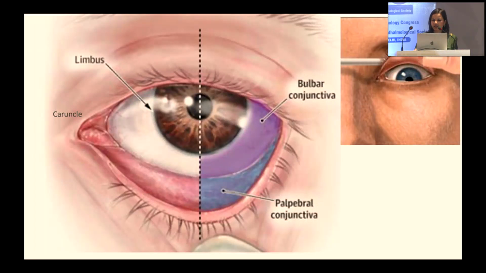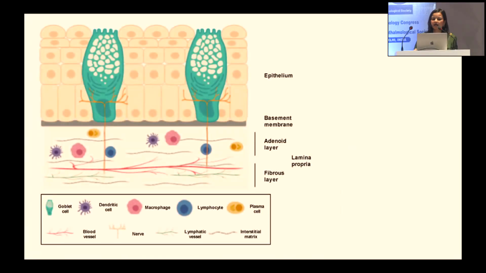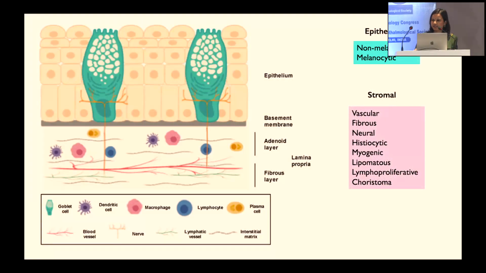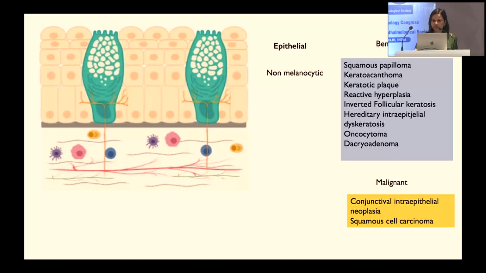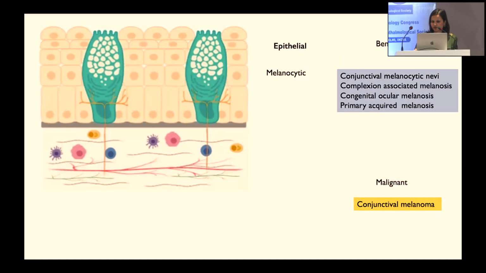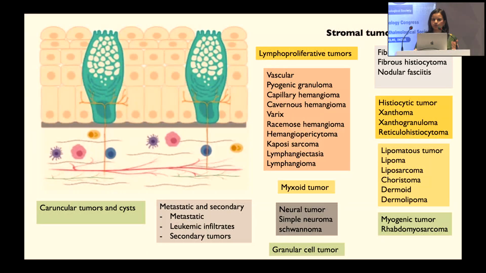Here I would like to highlight the importance of an inverted eyelid examination, because upper tarsal conjunctiva is something that often gets missed, and also to know the layers of the conjunctiva histopathologically, and from every layer lesions can arise. Epithelial, we divide them into non-melanocytic and melanocytic, stromal, caruncular, even metastasis can happen, secondary tumors. So as you can see, the list is huge. It can be overwhelming, but as I'll take you through the signatures of the lesions, I think it is important to recognize them so that it can be diagnosed.